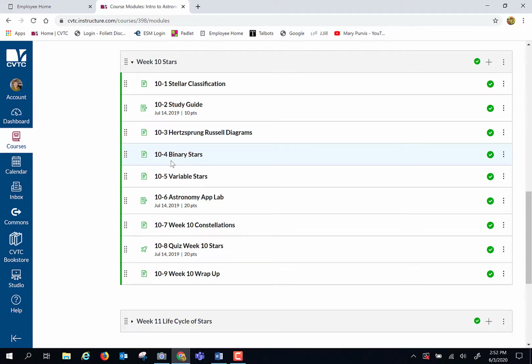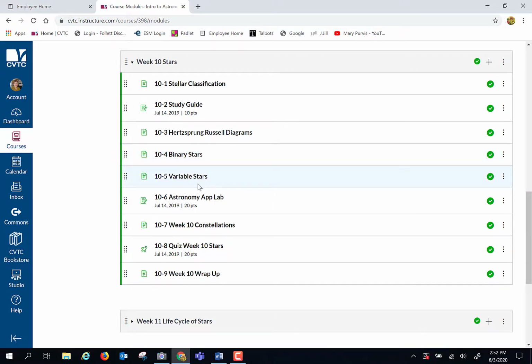Binary stars are twosies. These are multiple star systems. Over half of the stars in the cosmos do not hang around as solo stars. They hang around together, two or more that are actually orbiting each other. So we're going to talk about different kinds of binaries.